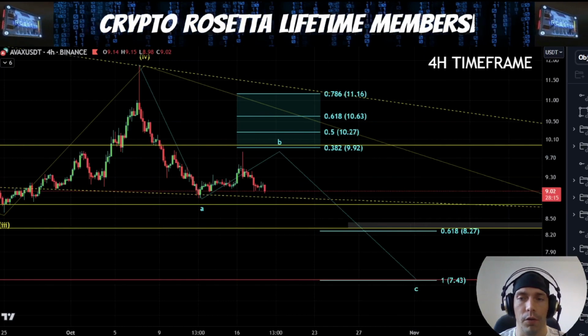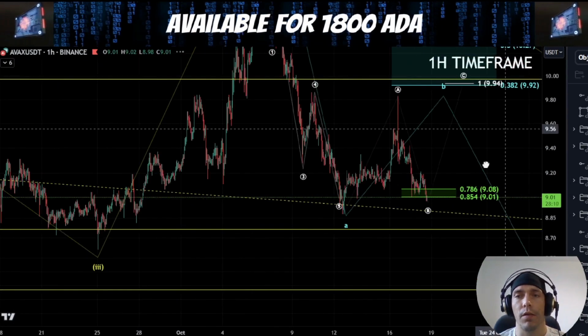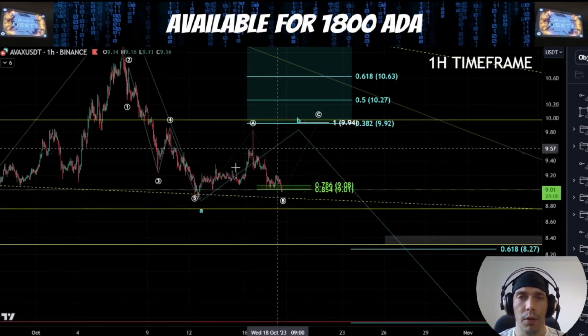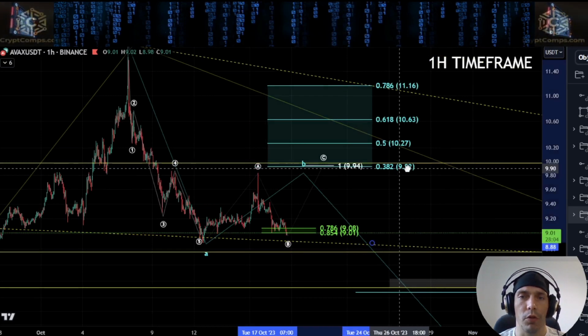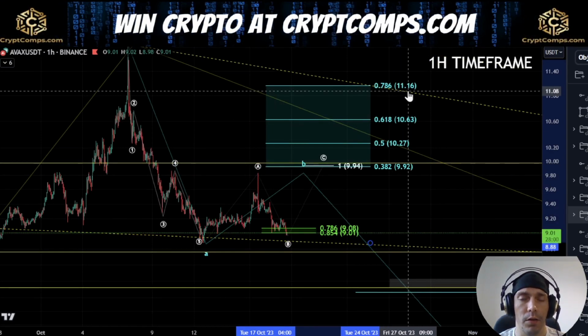If we look at the current structure that we've got here on a smaller time frame, what we want to see is that this is 1, 2, 3, 4, 5, and we'd be looking for this B wave. Now this B wave's typical rejection area here is between this 992 and this 1116.